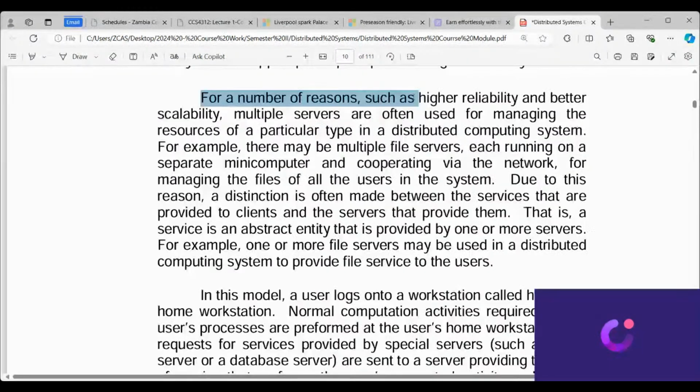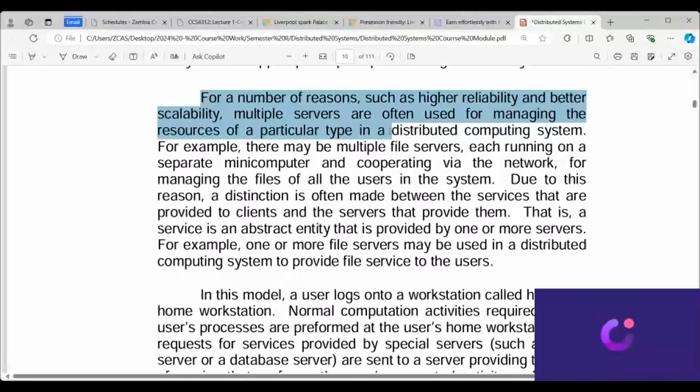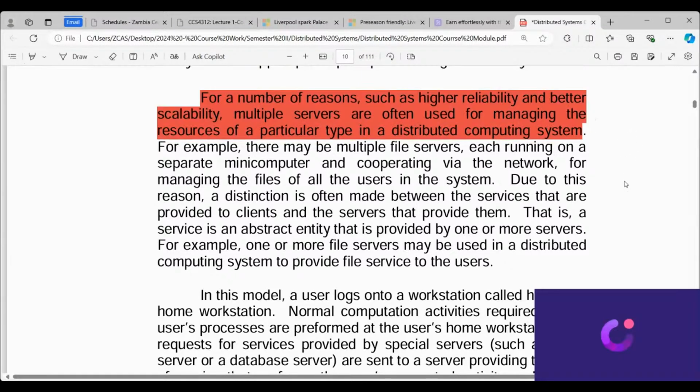Servers are often used in this particular type of distributed computing system for a number of reasons, for reliability and better scalability. For you to guarantee reliability, and to guarantee that the system should be able to scale in case of new workstations being added to the communication network, the operation should continue without any interruption.